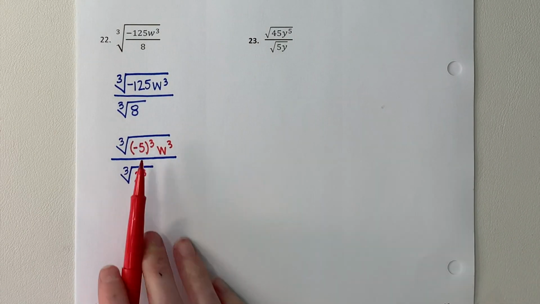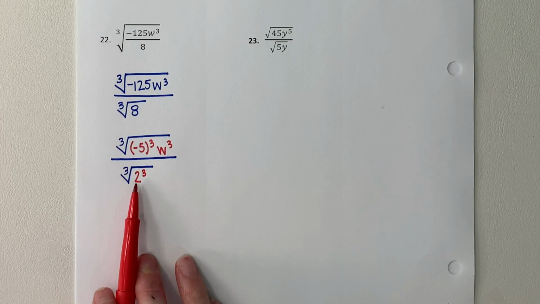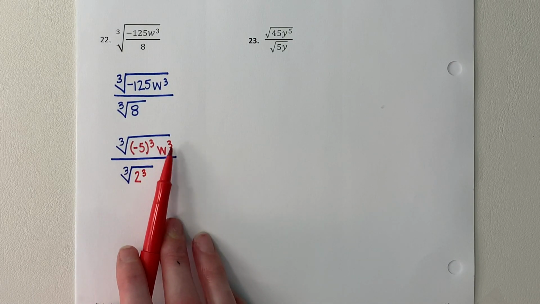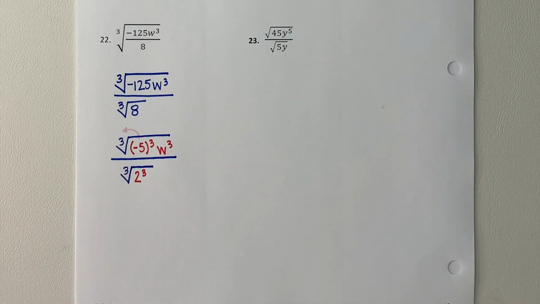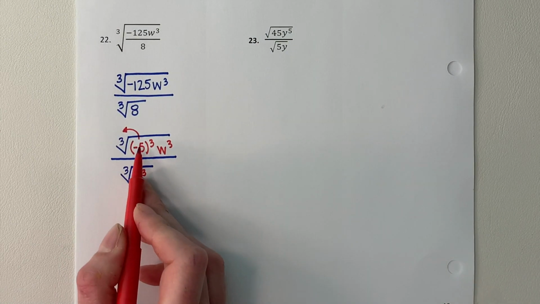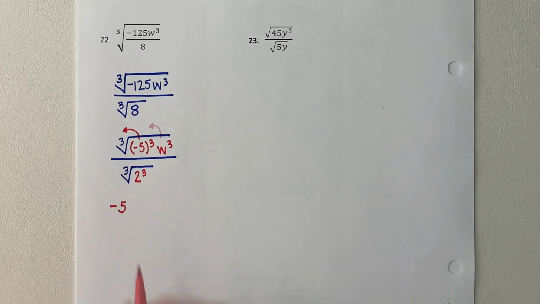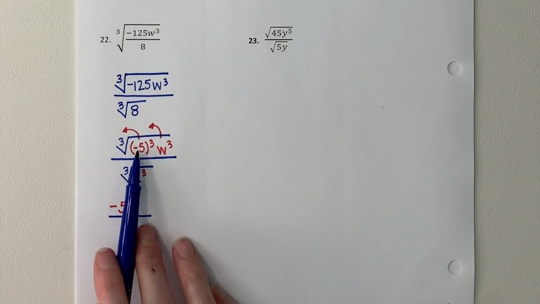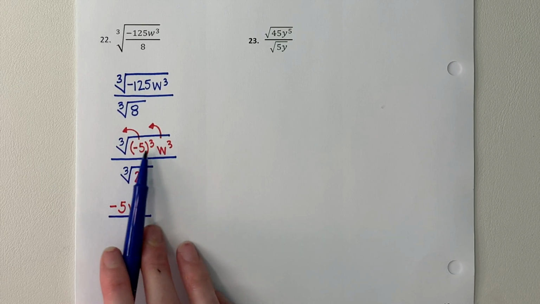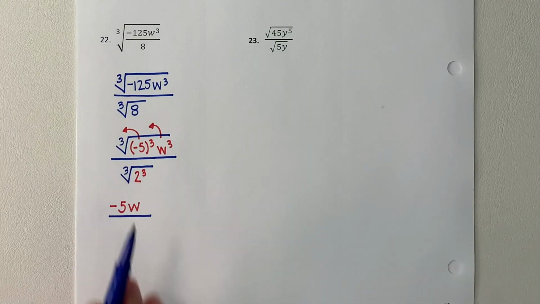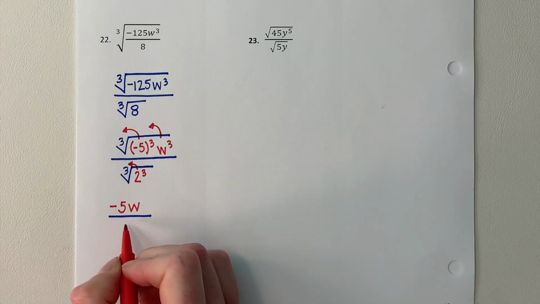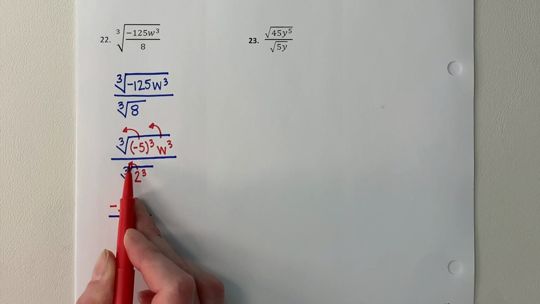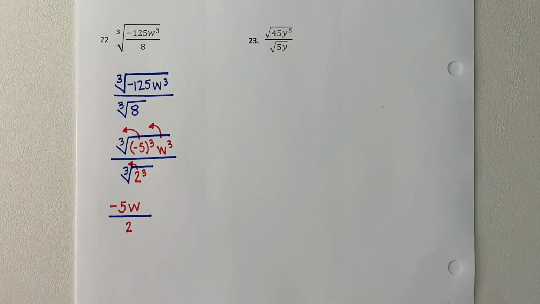So now that we've identified all of the perfect cubes, since this is a cubed root, anything underneath the radical that has a 3 for an exponent can be pulled out of the radical. So in the numerator, we'll pull negative 5 out of the radical, and then we'll pull w out of the radical, and nothing is left underneath the radical, so we don't need the radical in the numerator anymore. And then in the denominator, we'll pull the 2 out of the radical, and again, there's nothing left underneath this radical after we pull the 2 out, so we don't need this radical anymore.